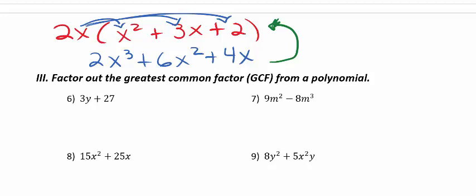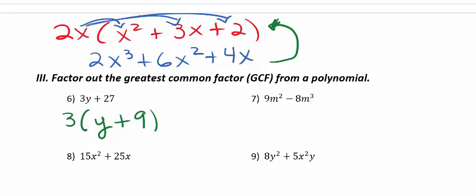We're going to look at each term. In number 6, we have 3y and 27, and we want to find the biggest number that goes into both 3 and 27, and that's 3. I have a variable of y in the first term, but I don't have a y in the second term, so I can't pull that out. So the greatest common factor being 3, I'll put my parentheses, and I think 3 times what is going to give me 3y. Well, 3 times y is 3y, and then 3 times 9 is 27. If I were to multiply this back out using the distributive rule, I'd get 3y plus 27 back.